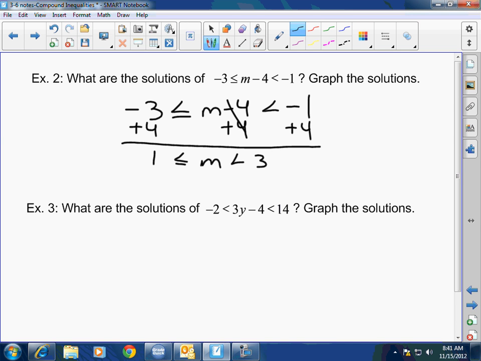So how would we read this properly? Anybody want to take a try? M is greater than or equal to 1?